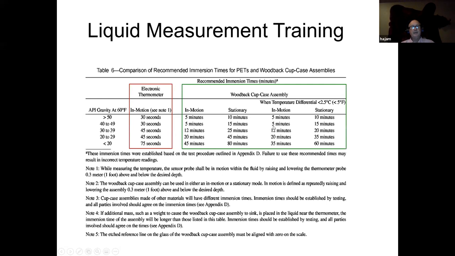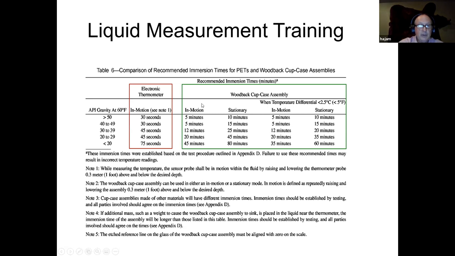Also, with electronic thermometers and wood back cup case thermometers using mercury, glass thermometers, there is a time in which the thermometer must rest at those different areas in the tank. And so a perfect example of that, given in the API standard, are these moments, seconds, that the thermometer must remain at that spot, dependent on the gravity.